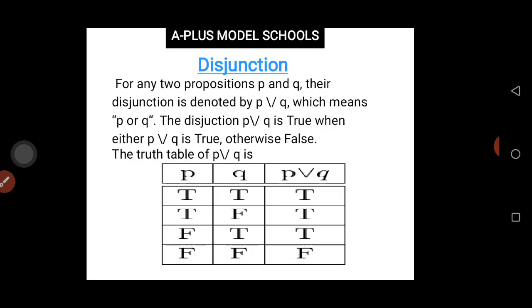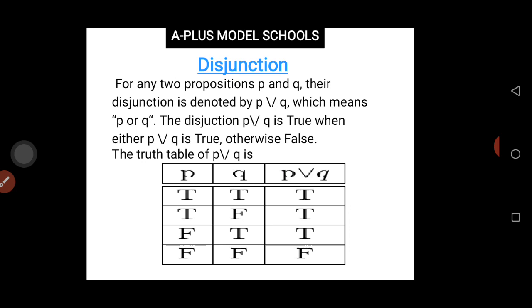Now the next one is disjunction. For any two propositions P and Q, their disjunction is denoted by the symbol, so you can see that it is the opposite of conjunction, which means P or Q. So it means conjunction is "and", but disjunction is "or". Disjunction P or Q is true when either P or Q is true. It means either P or Q must be true. Otherwise, it will be false.